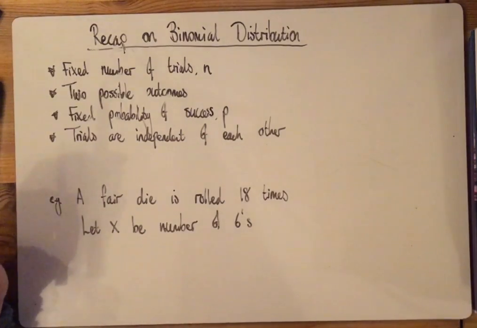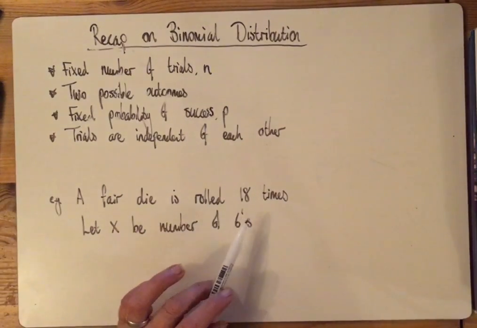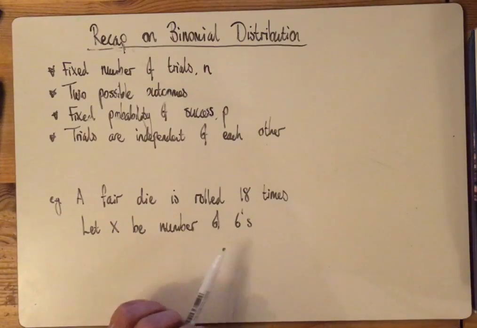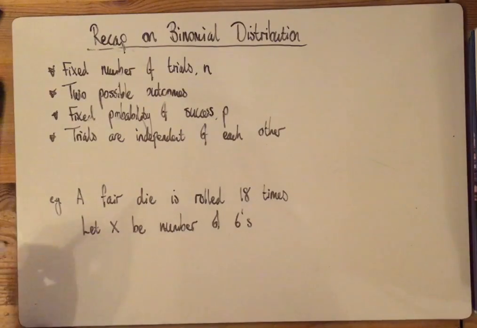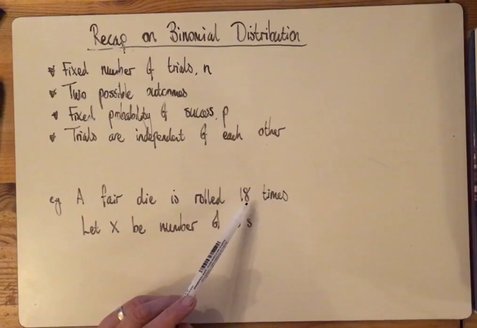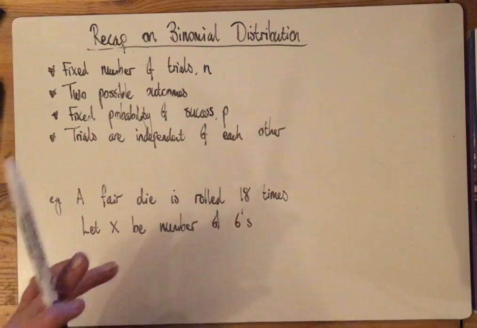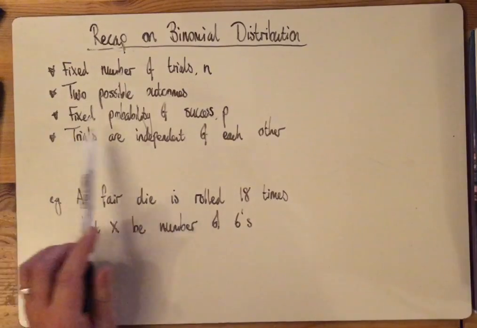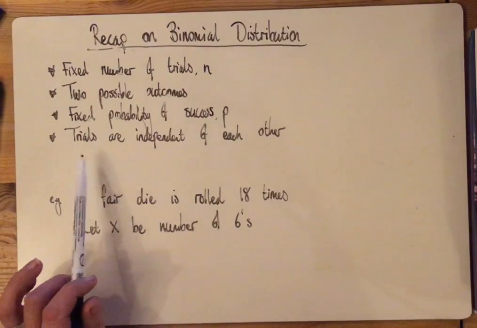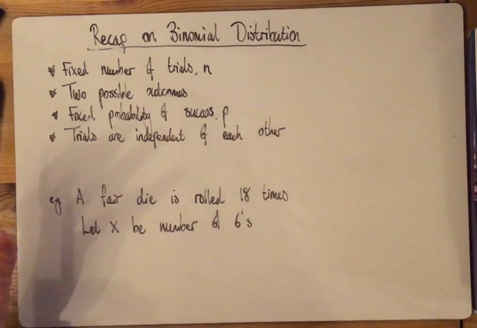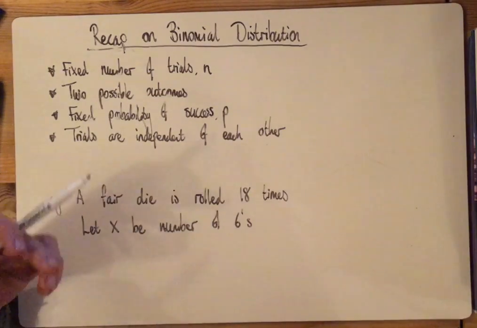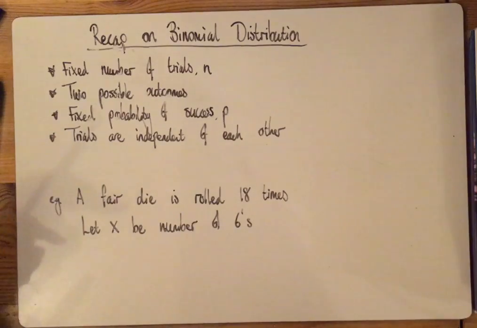As an example, we can roll a fair die 18 times and let x be the number of sixes. So this fits all of these. We've got a fixed number of trials, there's two possible outcomes, you're either going to roll a 6 or you're not. There's a fixed probability of success of a sixth of rolling a 6, and the trials are independent of each other. So if you roll a 6 on one roll, that doesn't affect your probabilities on your next roll. So that's your independence.